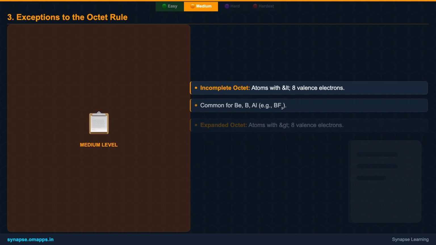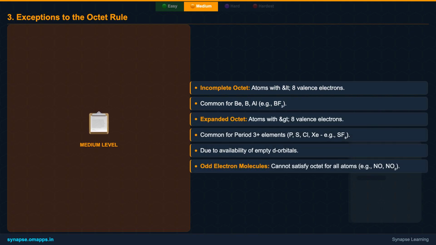So, to recap, for polyatomic ions, remember to factor in the charge when counting valence electrons. Formal charge helps us pick the best Lewis structure from several possibilities. Resonance structures show electron delocalization, meaning electrons aren't stuck in one place. And don't forget those exceptions to the octet rule: incomplete for some, expanded for others, and even odd electron molecules. Each of these concepts adds another layer to our understanding of chemical bonding.